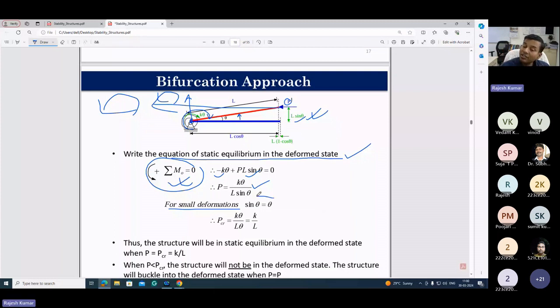Sin theta becomes equal to theta. Now please substitute theta in place of sin theta, theta will cancel, and PCR becomes K by L. So what is the critical load? K by L. If you apply a load P less than K by L, then what will happen? It comes back to the original configuration. If you apply a load P greater than K by L and you give a small load, then what will happen? It deforms very large, isn't it? The deformation will be large.